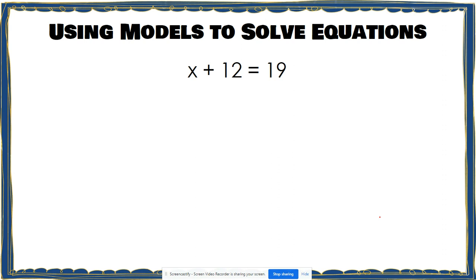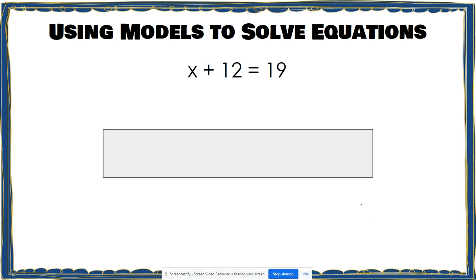I can also use bar diagrams or tape diagrams to show solving equations. This equation says x plus 12 equals 19. When I use a bar diagram, I'm going to start with just a bar, and then I'm going to split it into what I know. The first thing that I know is that this whole thing is equal to 19. So I'm going to show that by putting these brackets and showing that the whole bar is equal to 19.